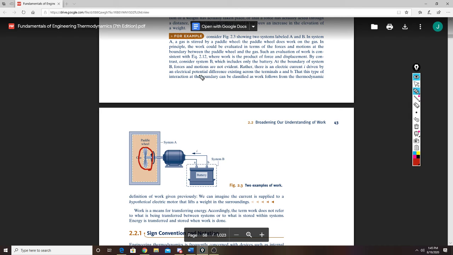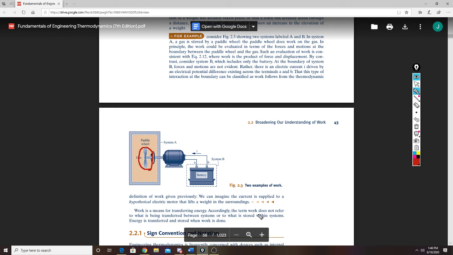And then it says, so contrast this system with the other one. So it says, consider system B, which is this one, which includes only the battery. At the boundary of the system B, forces and motions are not evident. Rather, there is an electric current I driven by an electric potential difference existing across the terminals A and B. This type of interaction at the boundary can be classified as work, which follows from the thermodynamic definition of work previously given. We can imagine that the current is supplied to a hypothetical electric motor that lifts a weight in its surroundings. So it says, work is a means for transferring energy.